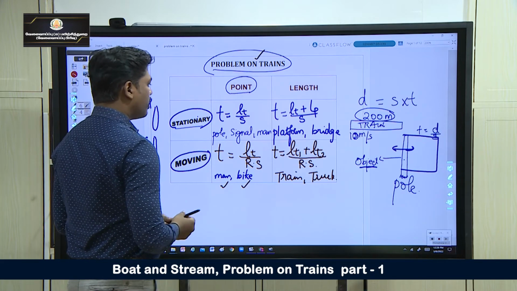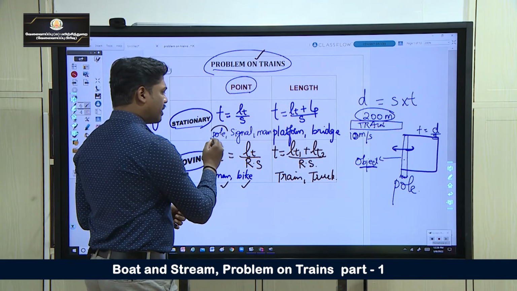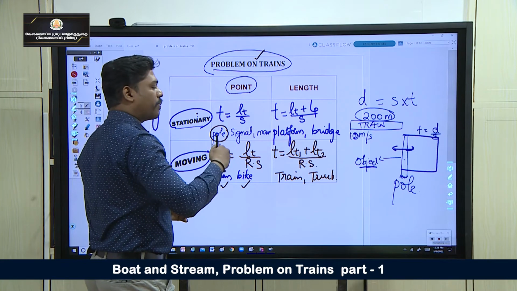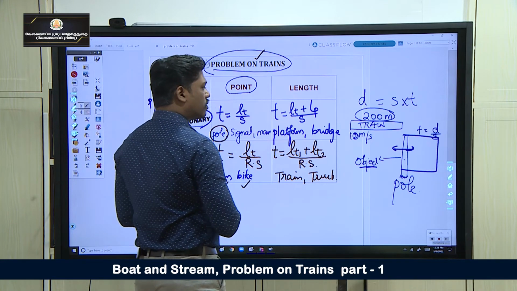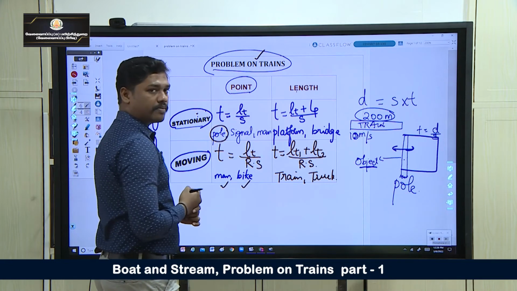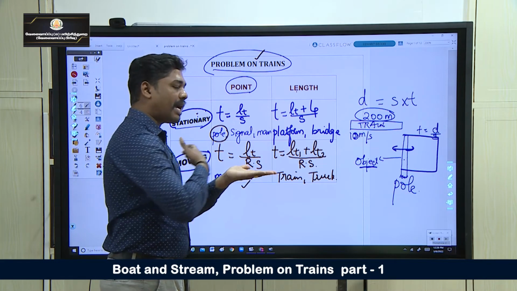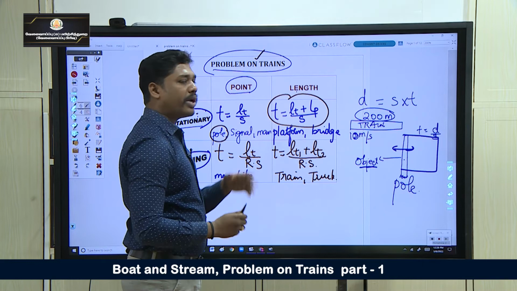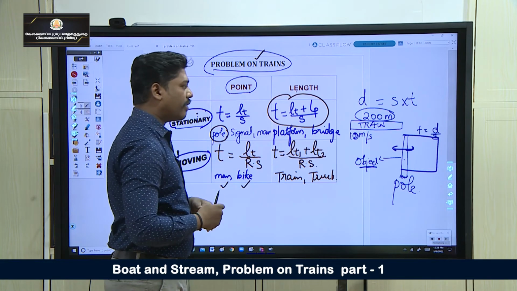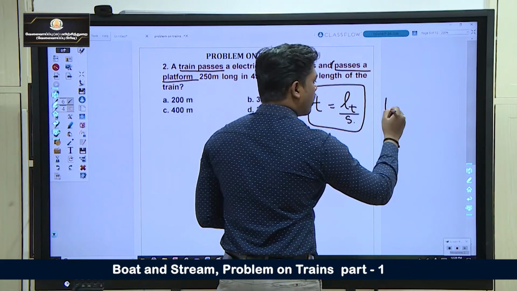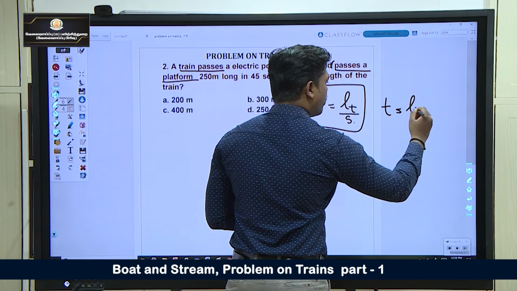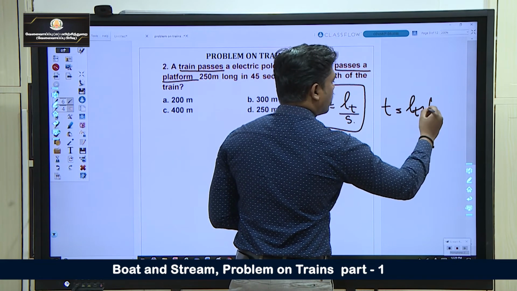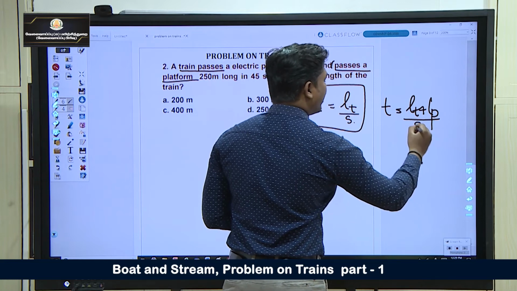Look at here. First, the train was passing an electric pole, so it comes under stationary point. After crossing the electric pole, it crosses a platform, so it comes under stationary length. Platform is a fixed one, but has some length. So, what formula do we use there? Length of train plus length of platform divided by speed of train.